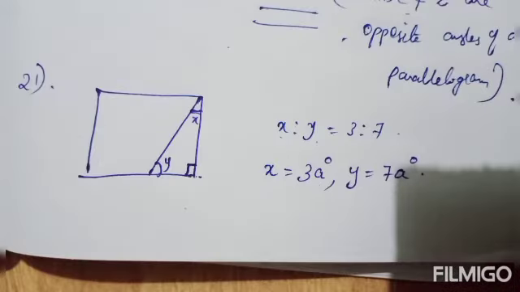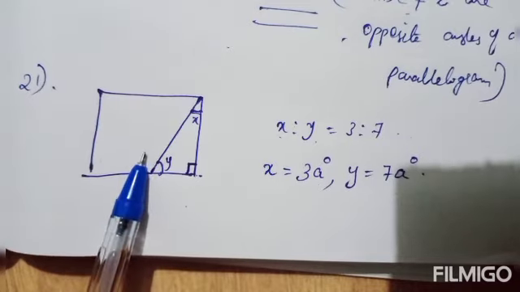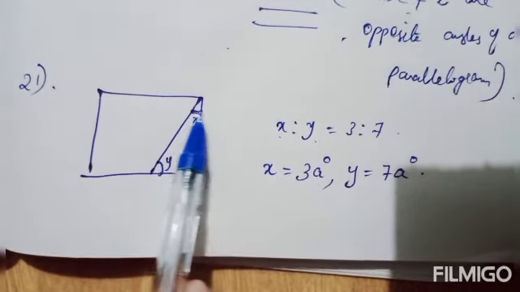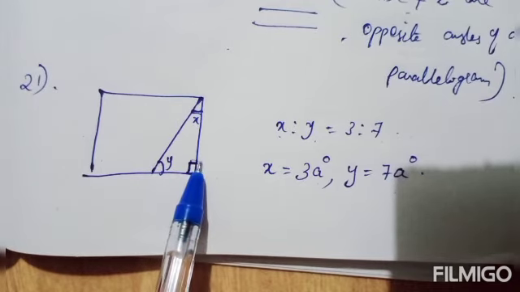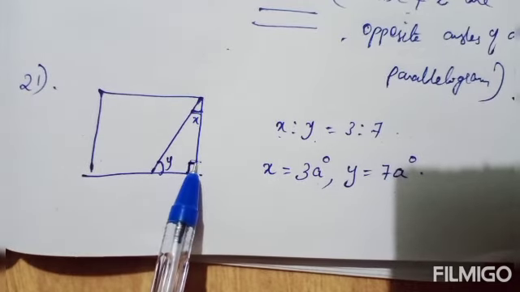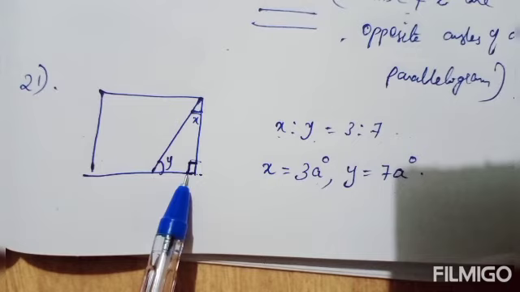Okay. Now 21. The following figure is a rectangle in which x is to y equal to 3 is to 7. Find the values of x and y. So you can see the diagram. This is a rectangle. This is x, this is y, and the third angle, this is 90 degree, because that is an angle of a rectangle.